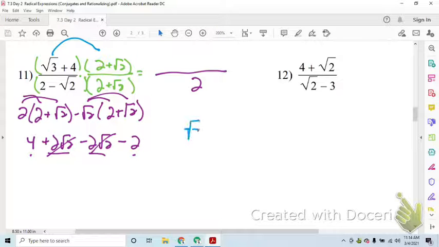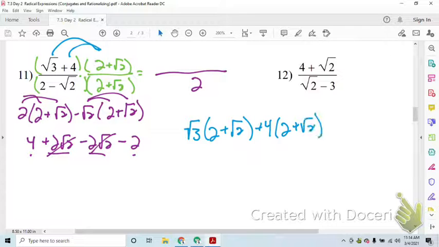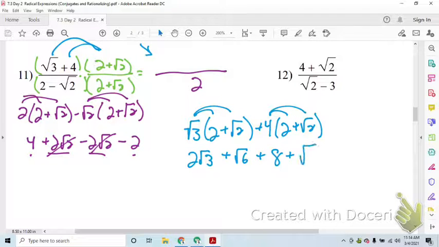So root 3 times 2 plus root 2. Then I'm going to have plus 4 times 2 plus root 2. So we're doing this all for the numerator. The numerator is going to go right up here when we're done simplifying. This would be 2 root 3 plus root 6 plus 8 plus 4 root 2.